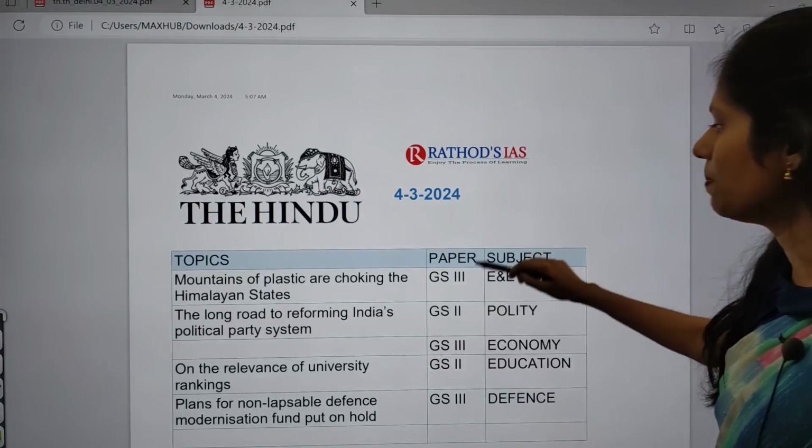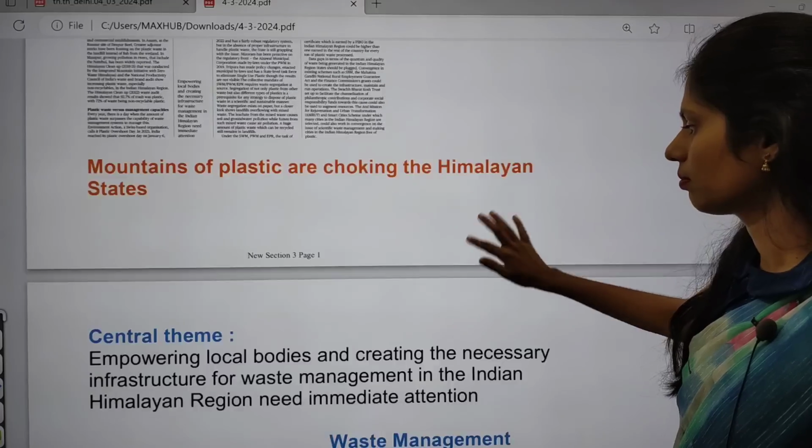So let us see the notes part of this first article. It is very important.